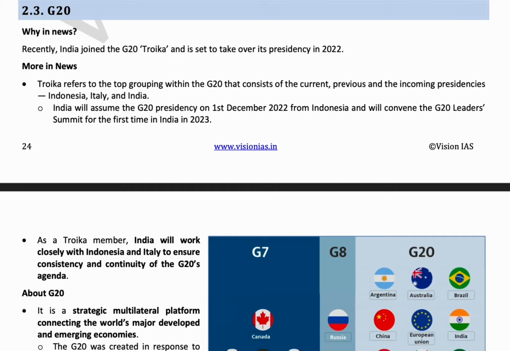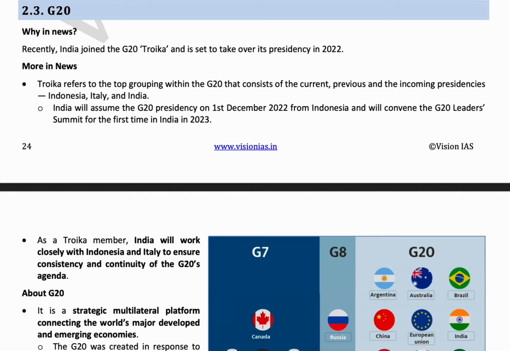2.3 G20. So G20 is also called Group of 20 countries, and it is an intergovernmental forum comprising 19 countries and the European Union. It works to address major issues related to the global economy, such as international financial stability, climate change mitigation, and sustainable development.